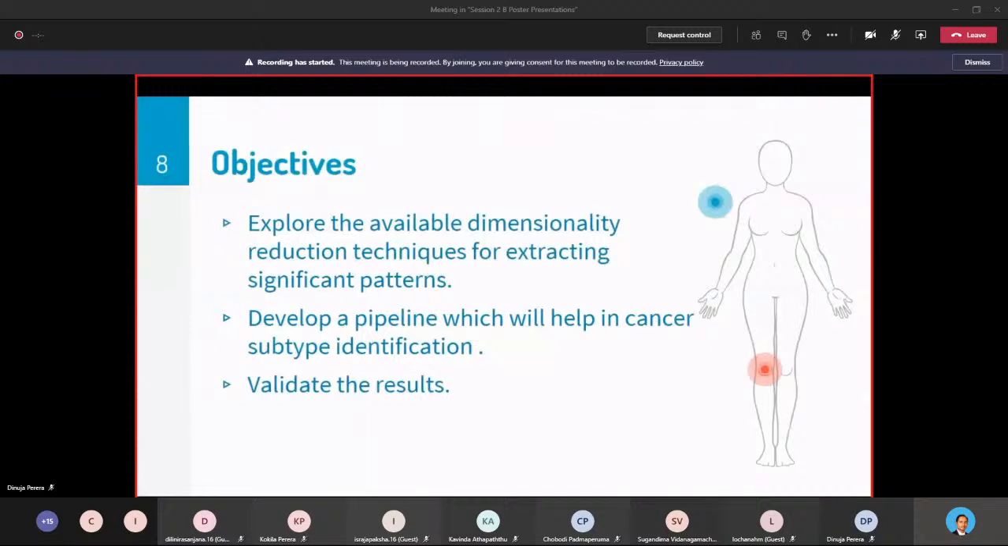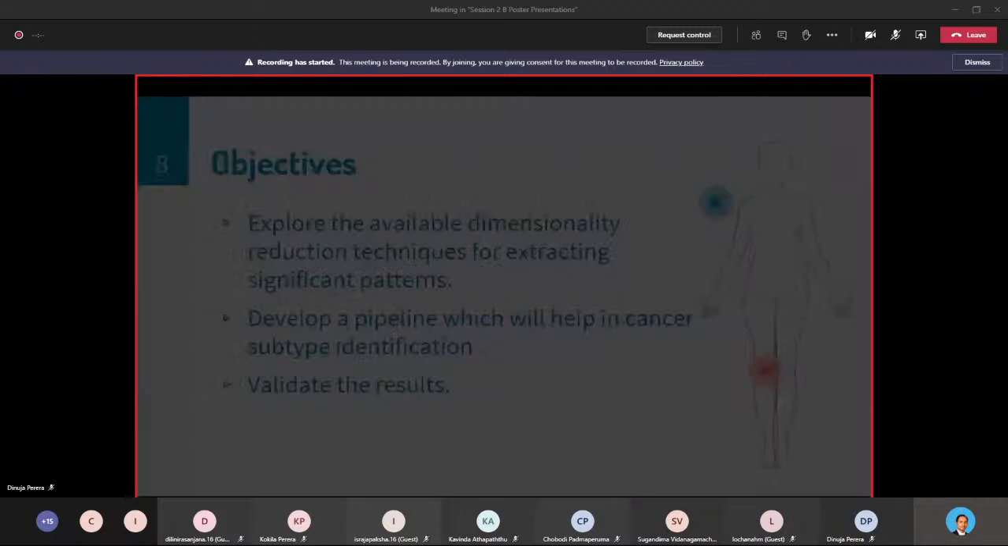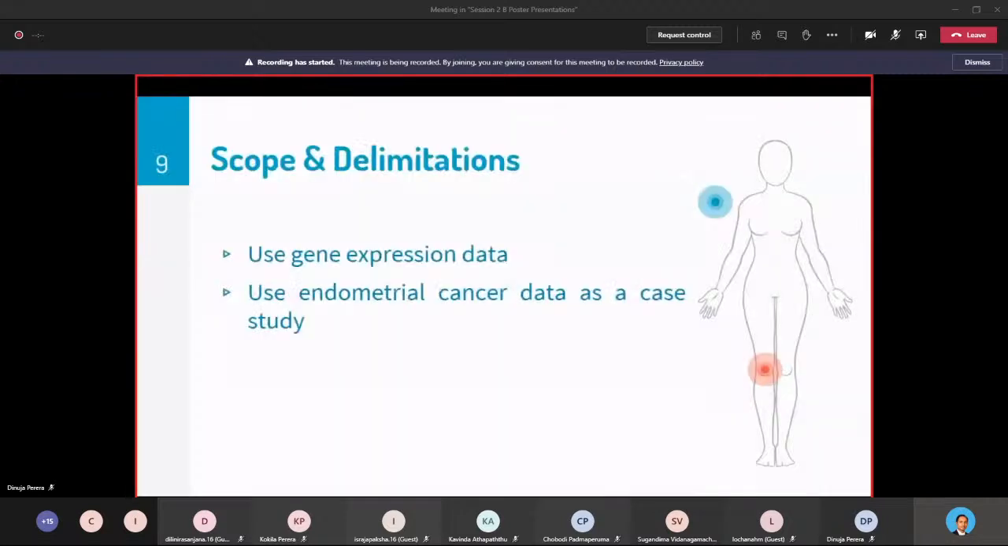The objectives of this research are to explore the available dimensional reduction techniques for extracting significant patterns, develop a pipeline which will help in cancer subtype identification, and validate the results. In this research, we have used gene expression data, and we have used endometrial cancer data as a case study.